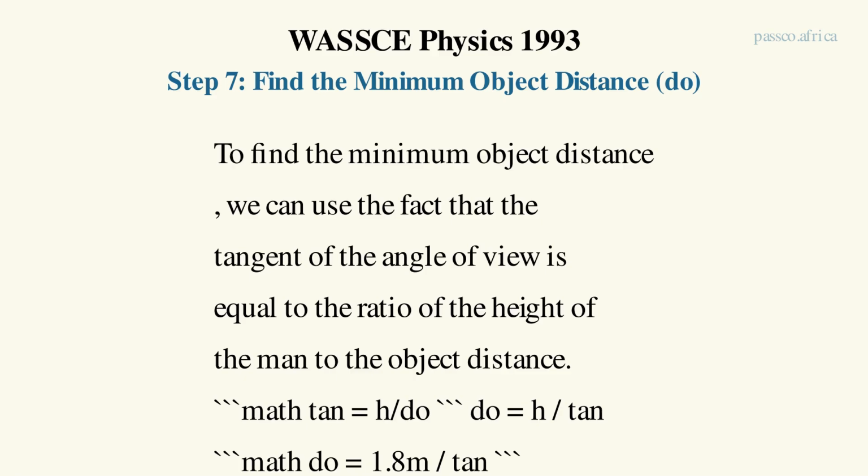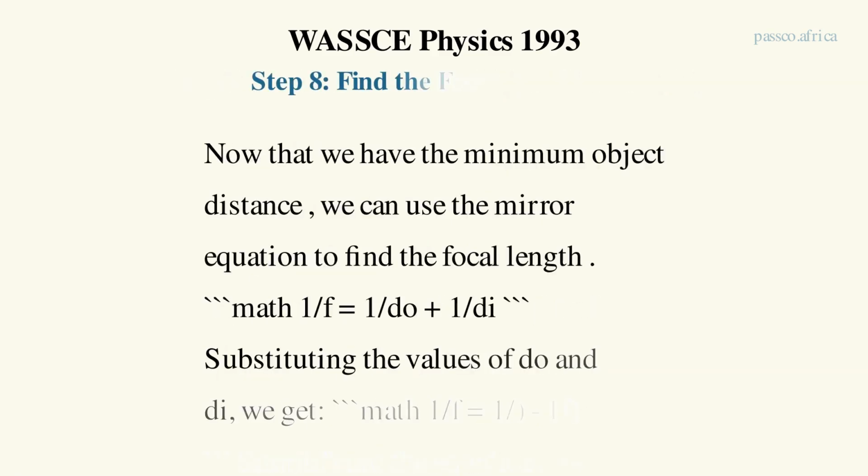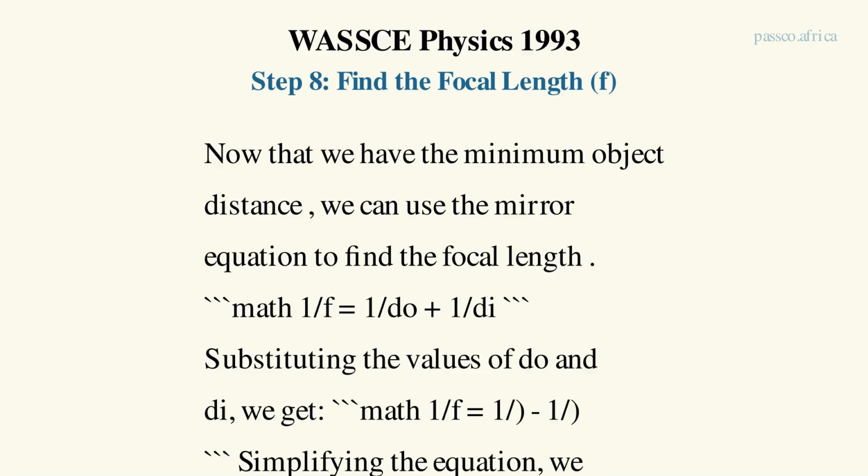Step 8. Find the focal length. Now that we have the minimum object distance, we can use the mirror equation to find the focal length. Math: 1/f equals 1/do plus 1/d. Substituting the values of do and d, we get 1/f equals 1/do plus 1/d. Simplifying the equation, we get 1/f equals 2/f equals 0.9 m/tan θ. Math: f is almost equal to 0.9 m/0.333. f is almost equal to 2.7 m. The shortest length of the mirror needed is approximately 2.7 m.